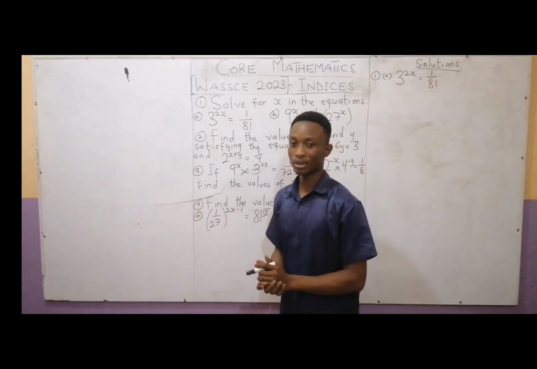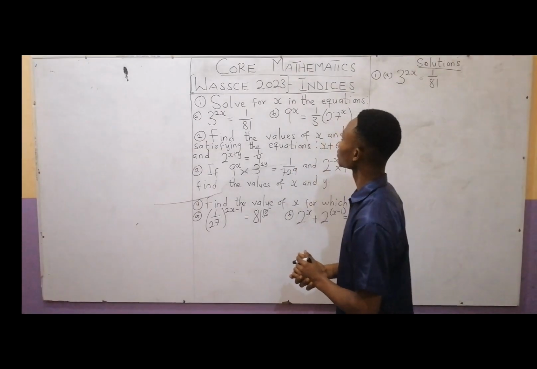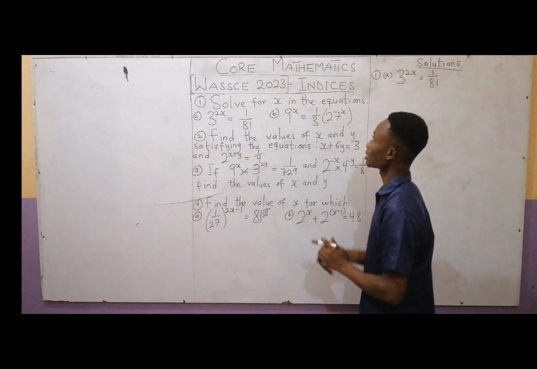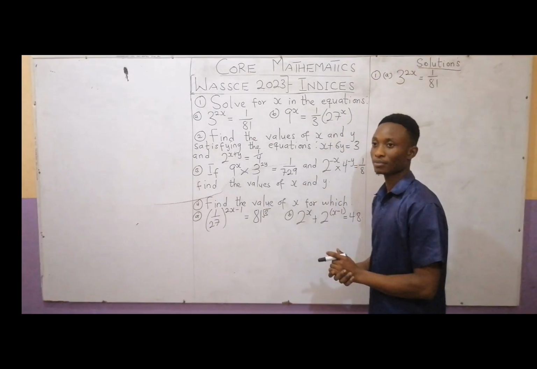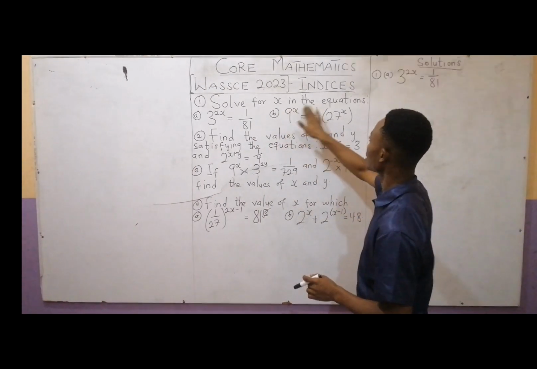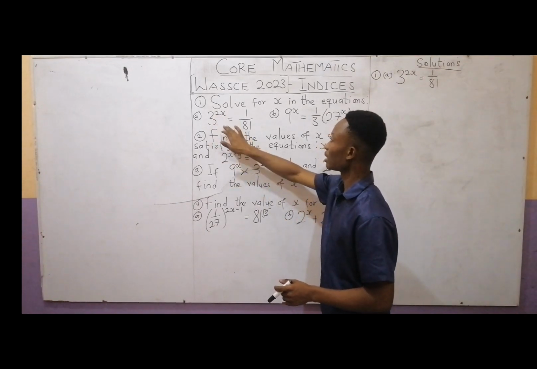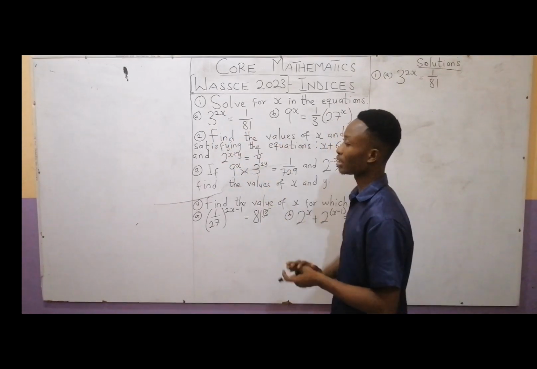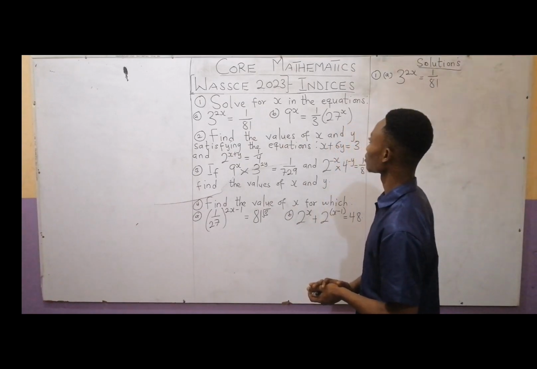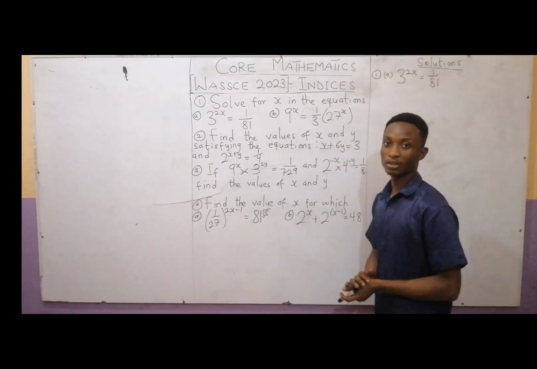So let's go through the questions that we have on board. So 1, we are taking questions from indices. Solve for x in the equations. So A, 3 raised to the power 2x is equal to 1 over 81. So let's look at the first question.